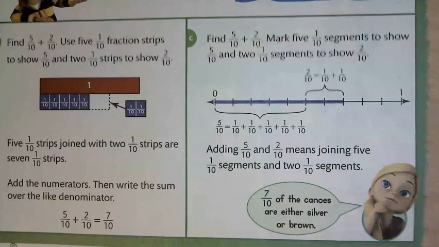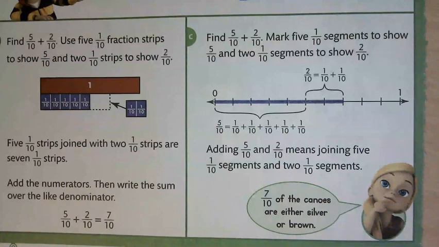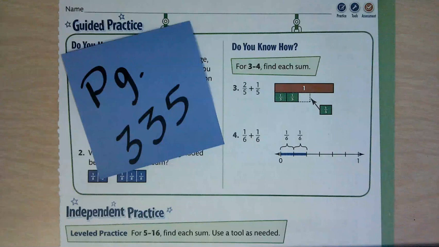Let's take a look at our guided practice on page 335 and see what the next one's going to show us. All right, so here we are on page 335, and number 3, they're going to show us our tiles. Now, I'm going to go through both ways because I already told you the important thing is for you to find one way that makes the most sense to you.